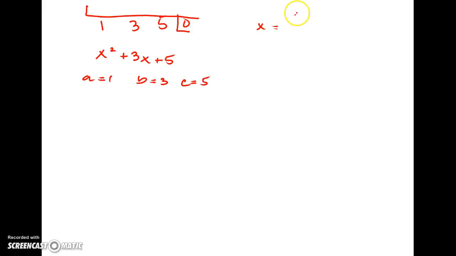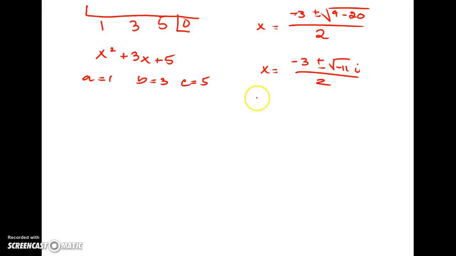So x equals, go ahead if you want, you can press pause and check your answer, negative b plus or minus the square root of b squared, which is 9, minus 4ac, so minus 20, over 2 times 1, which is just 2. So x is equal to negative 3 plus or minus the square root of negative 11 over 2. Negative 3 over 2 plus or minus the square root of 11 over 2 i.